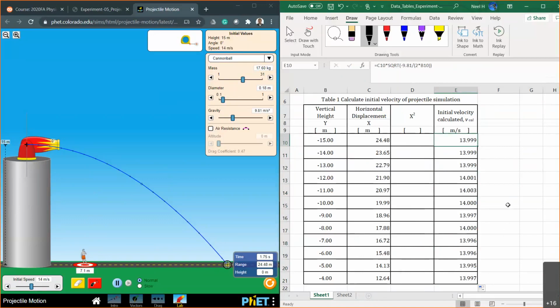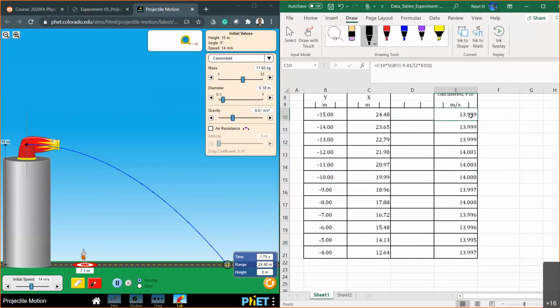To avoid that scenario, let's do 3 decimal places, okay? 1 extra. It's a calculated value. Technically, we're supposed to have more decimal places there. So let's have a couple more. Question.